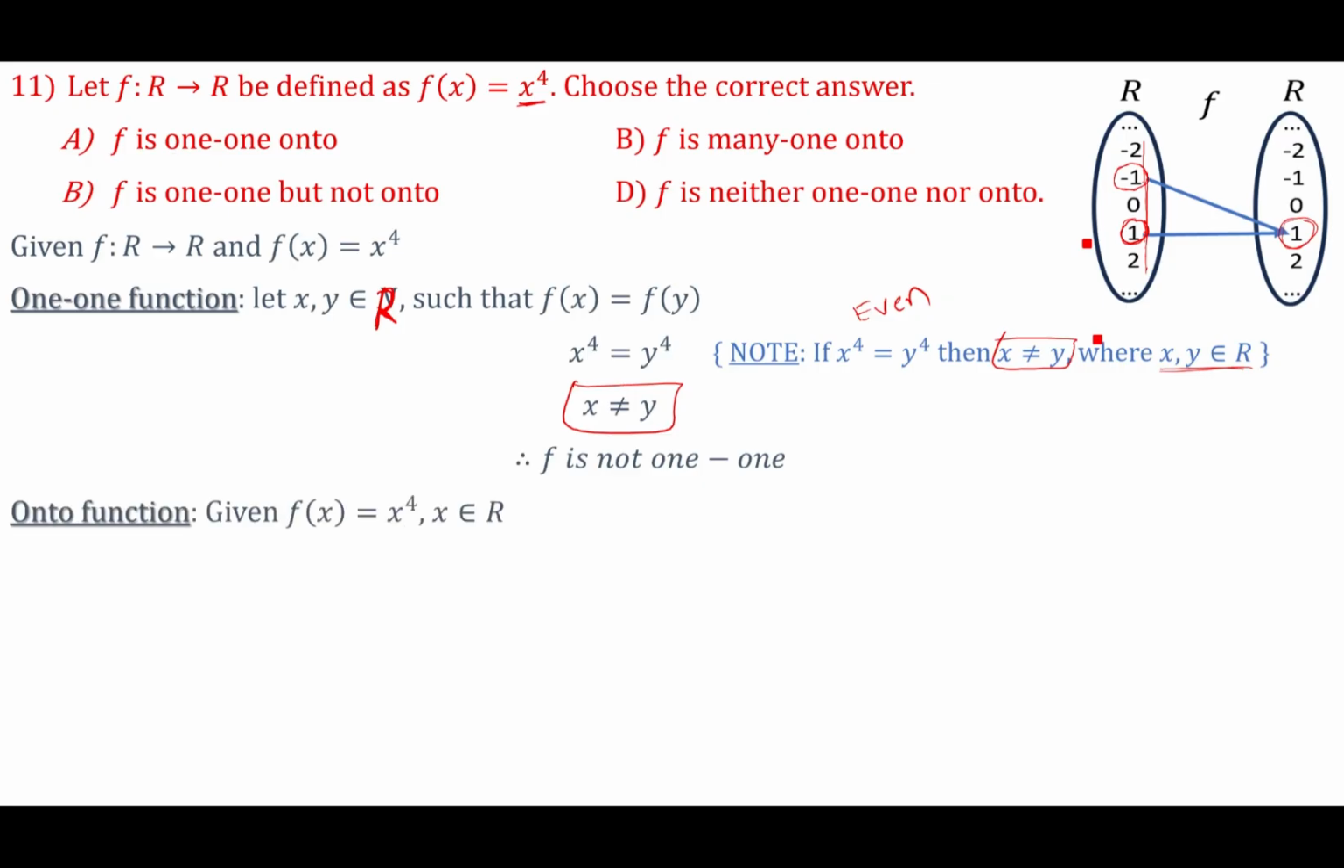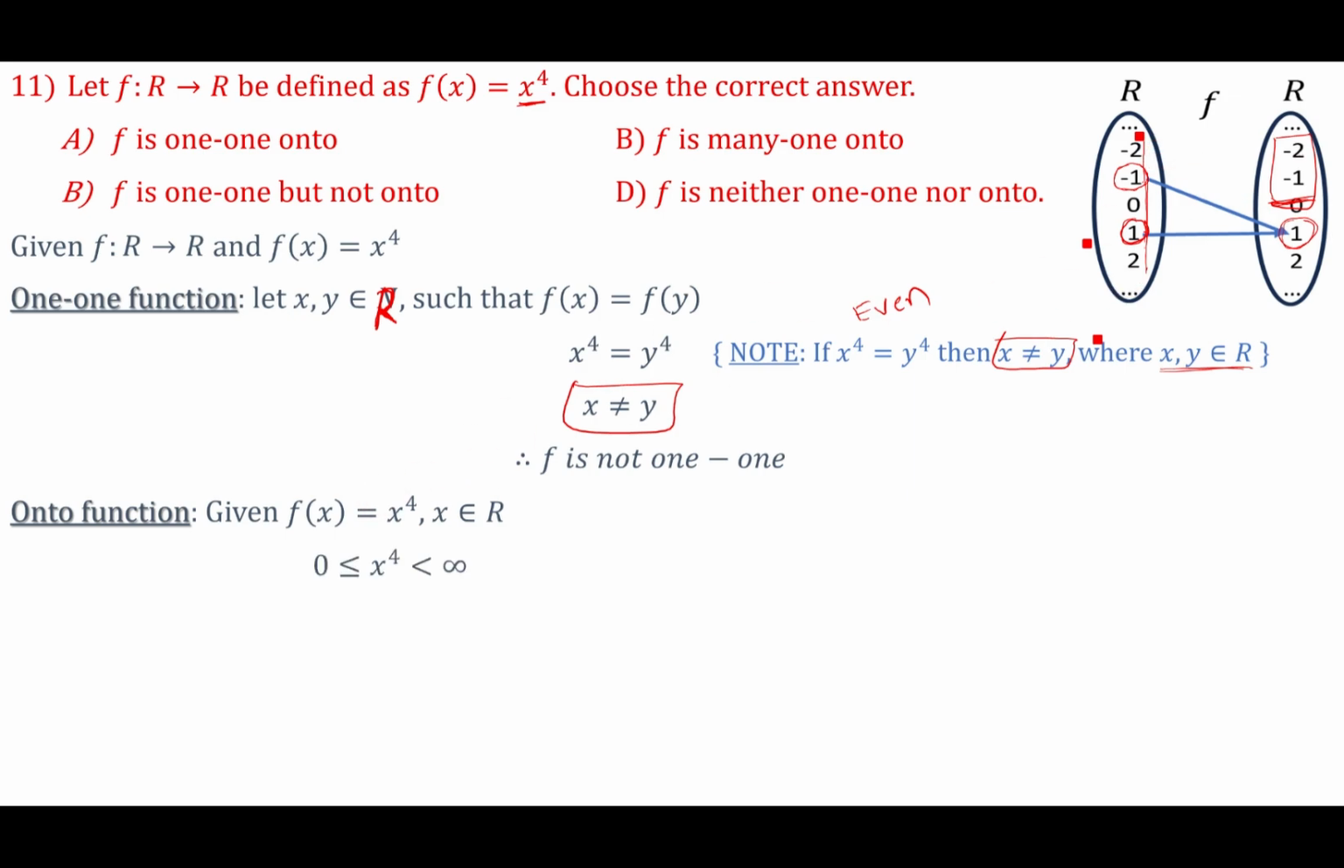Check it for onto function. Before checking for the onto function, if you look at the diagram again, I'm not getting any pre-images of negative elements of the codomain. Because if I plug in any negative values in the given function, I'm getting a positive value. So negative values do not have any pre-image in the domain. So the given function is not onto as well.